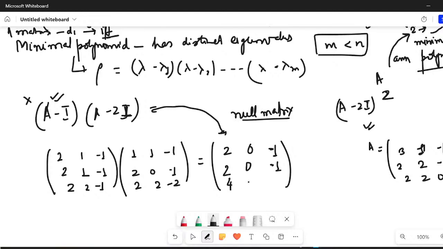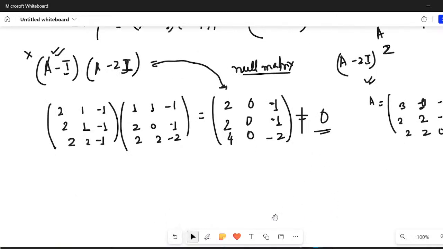Here you get 4, 0. Okay, minus 2. Clearly this is not a null matrix. So therefore this is not the minimal polynomial. Other way you can think of is, you can try this.